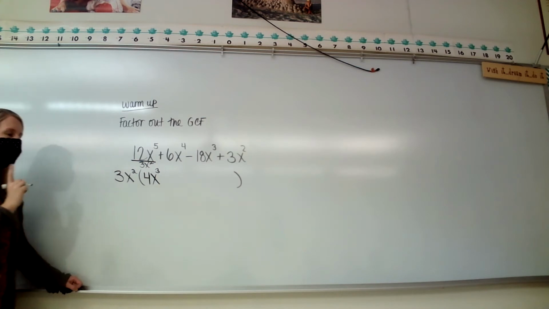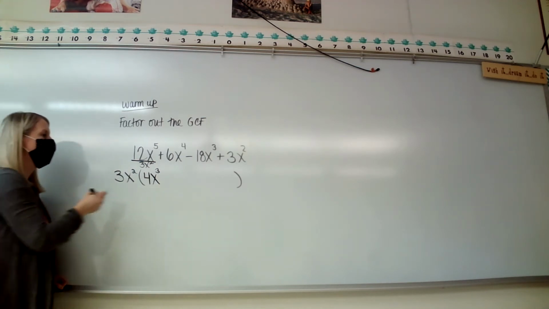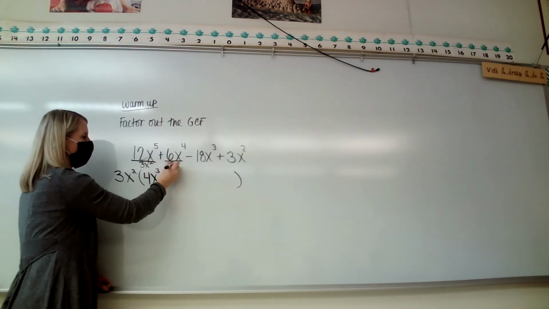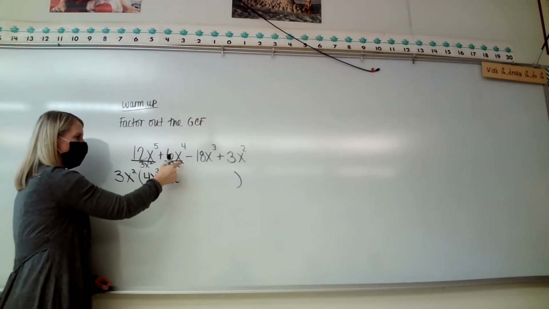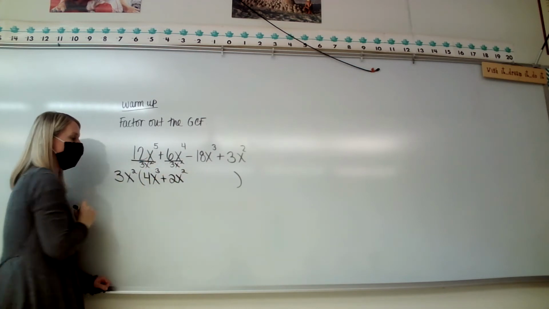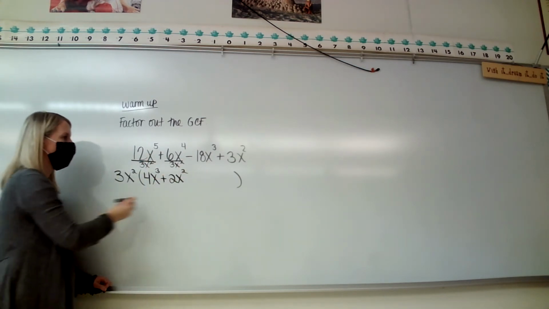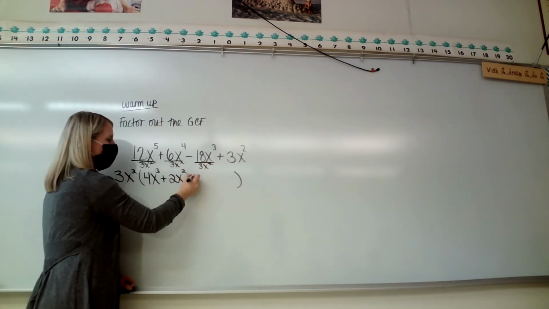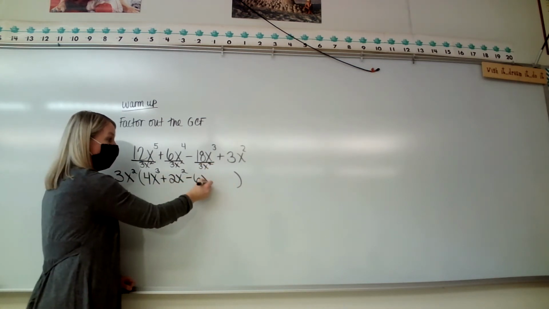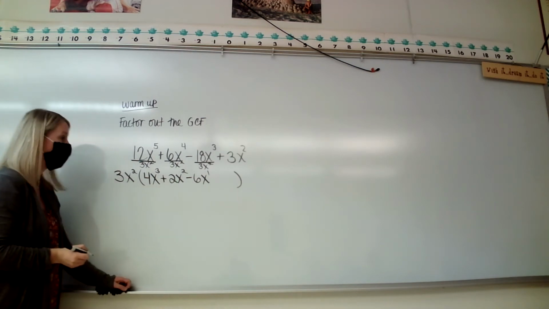Just as a reminder, we go back to those properties. So now I do the same thing over here. I'm going to divide by 3x squared. That will give me plus 2. And when I divide, that will give me x squared, right? Because I subtract those exponents. I just keep going. Everything gets divided by 3x squared. So that will give me minus 6x, or you could write x to the first.